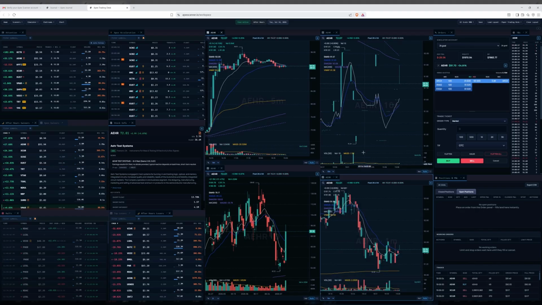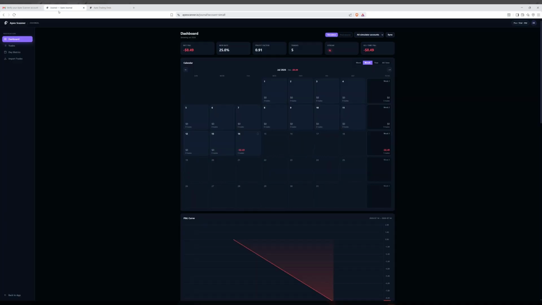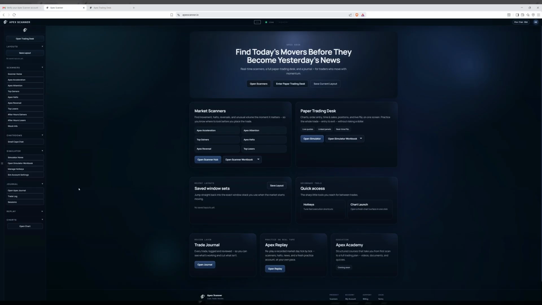And we also saw an overview of the scanners as well. In the next video, we will go over the Apex replay, which allows you to trade the stock that has moved today or within a week, exactly the way you'd have traded when you sat down to trade with all the scanners and everything, exactly with the market conditions. So we'll go over that in the next video.